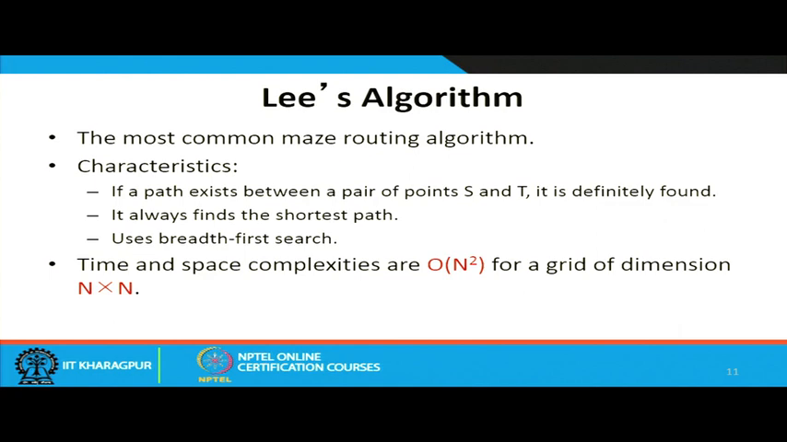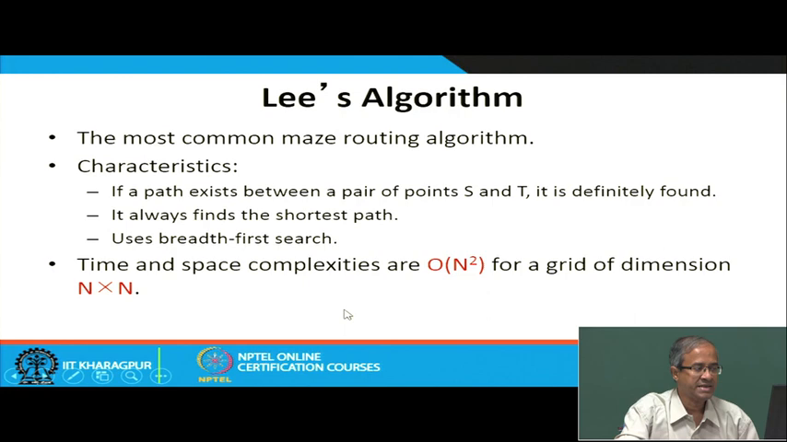Some of the not so good features of this algorithm is that the time complexity is order n square for an n by n grid. So you require order n square time. Not only that, also space complexity is order n square, because you are representing the entire two dimensional grid as a data structure on which you are running the algorithm. So both time and space complexities are order n square in the worst case.